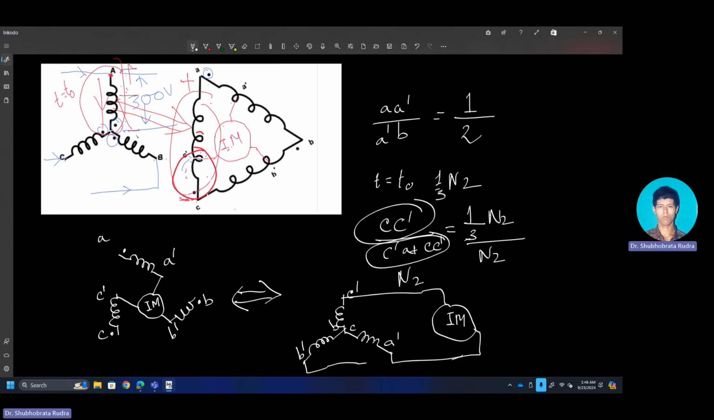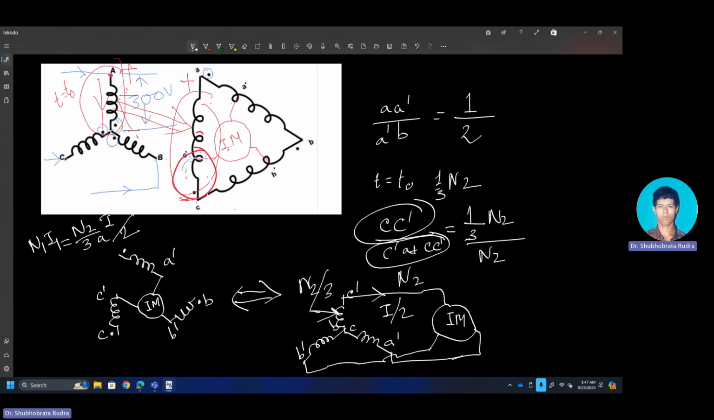And you have your current drawn by this, which is I by 2. What is the effective number of turns you have here? You have N2 by 3. So the impact corresponding to this on your primary side will be N1 I1 is equal to N2 by 3 I2, sorry, I by 2, because the current is I by 2.